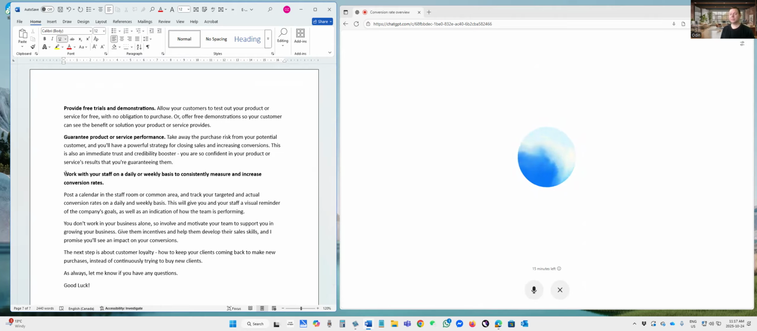You don't work in your business alone, so involve and motivate your team to support you in growing your business. Give them incentives and help them develop their sales skills, and I promise you'll see an impact on your conversions. The next step is about customer loyalty, how to keep your clients coming back to make new purchases instead of continuously trying to buy new clients.